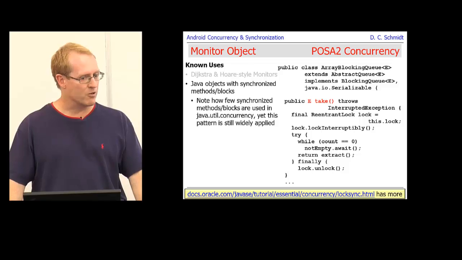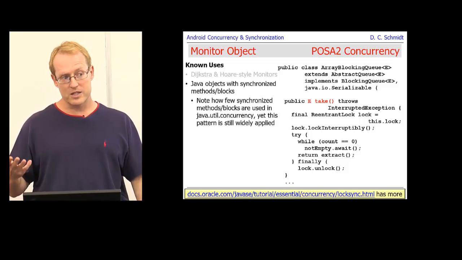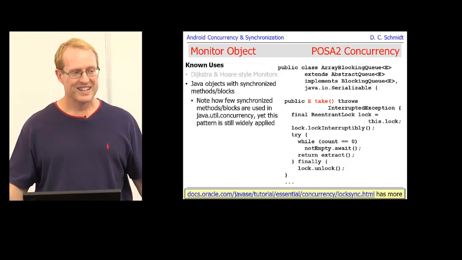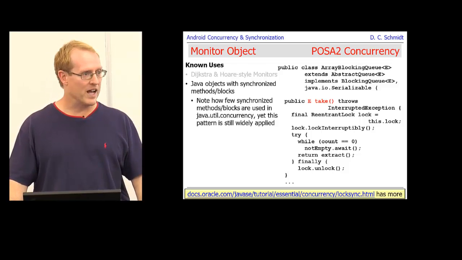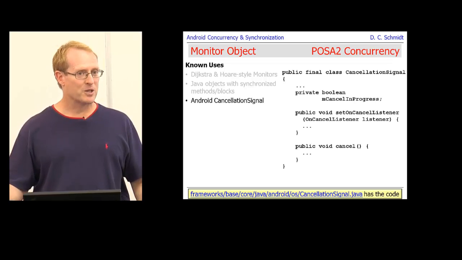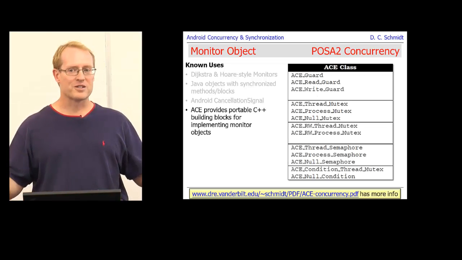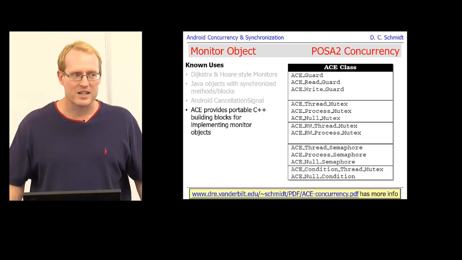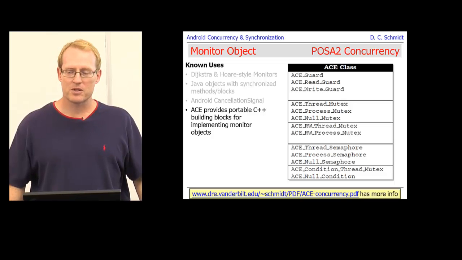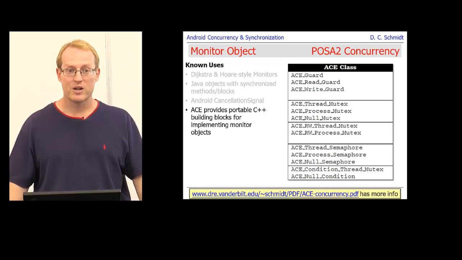Java objects with synchronized methods: as we were seeing before, in practice you don't tend to use the synchronized methods or even the synchronized blocks sometimes, but it's still valuable to know that this exists. We saw Android's cancellation signal as an example of using the monitor object pattern in Android. And then I developed whole piles of basic building blocks that can be used to implement monitor objects in C++. There are lots of other examples of monitor objects in C++ that you're likely to find if you poke around long enough.